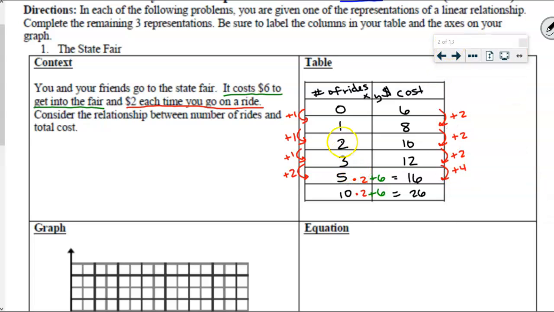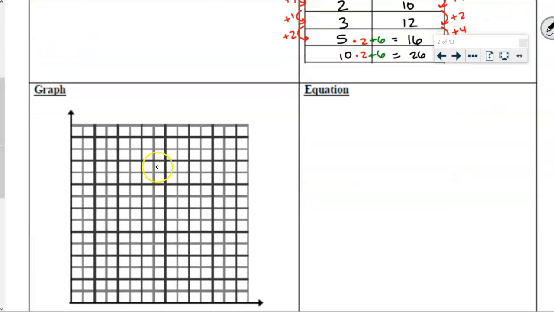Now, if your table doesn't look like mine because you chose different values, that's fine. But for any of our values that match, I hope that the cost also matches. Let's move on to the graph.